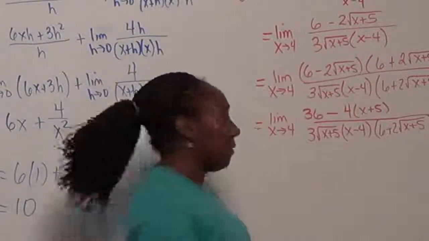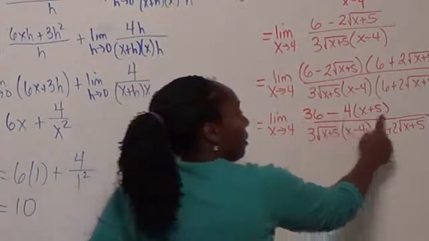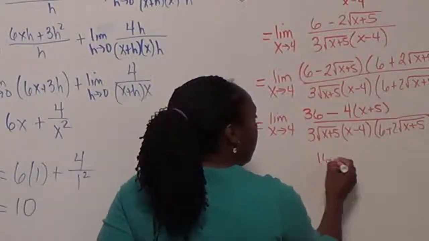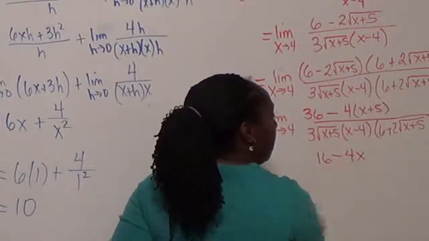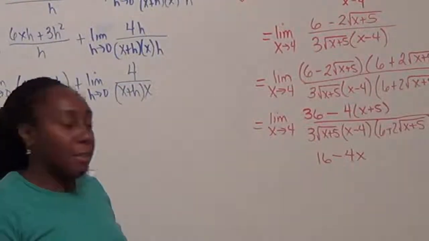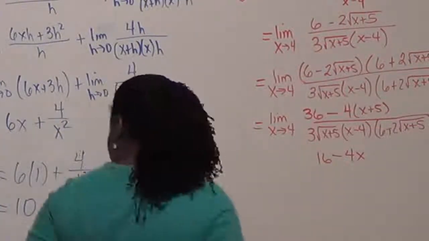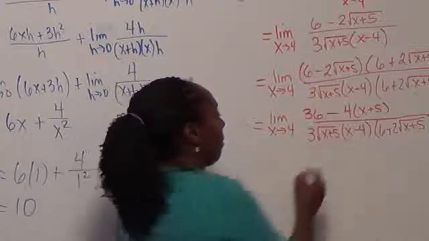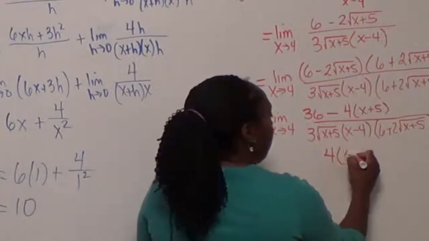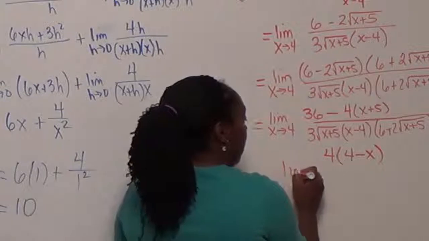Now comes some simplifying. So again, on the top we can see we've got a 36 minus 20, which looks like a 16 minus 4x. I wrote that, but I'm going to erase it here in just a second because I want you to notice I can pull a 4 out of that, and what I'm going to get is 4 times a 4 minus x. That's my numerator.